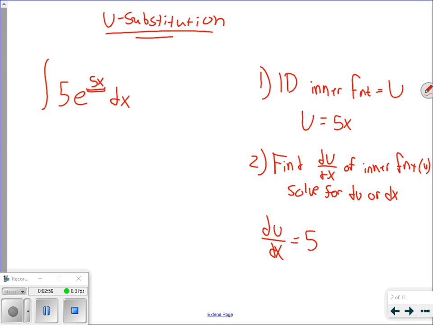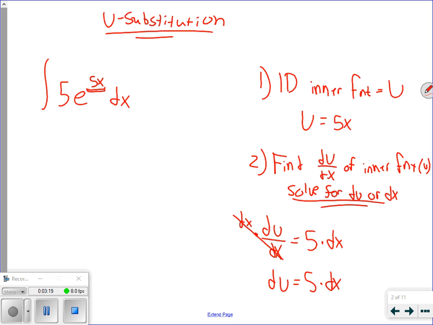Now, what I mean by solving for du or dx is getting du, most of the time, by itself. So we're going to multiply both sides by dx. Let me show you what I mean. So I got du equals 5 dx.